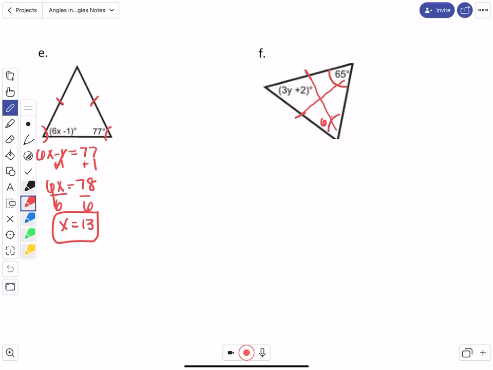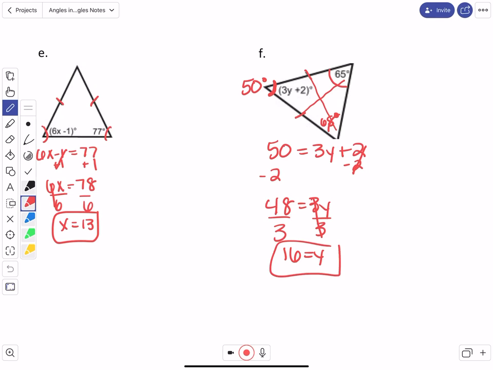Okay, so this angle is 65 degrees here. So we need to figure out how many degrees this angle is. So I would do 180 minus 65 minus 65. So this angle up here is 50 degrees. So I would do 50 equals 3y plus 2. And now I'm going to solve for y. I would subtract 2 and get 48 equals 3y. And then I would divide by 3. And 48 divided by 3 is going to be 16.